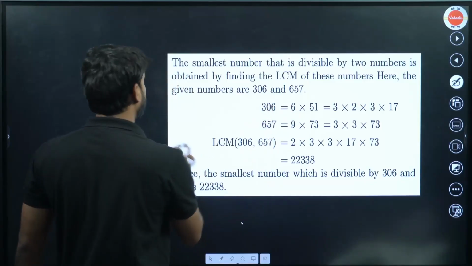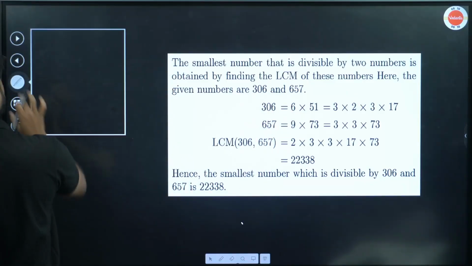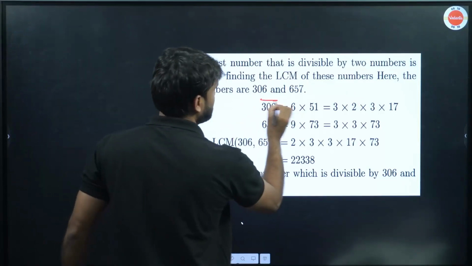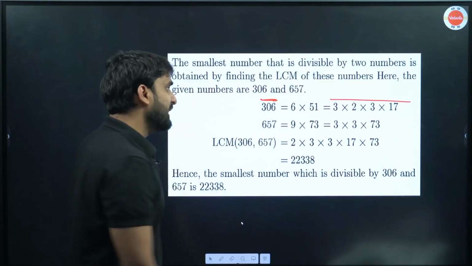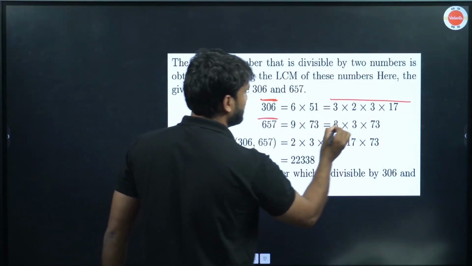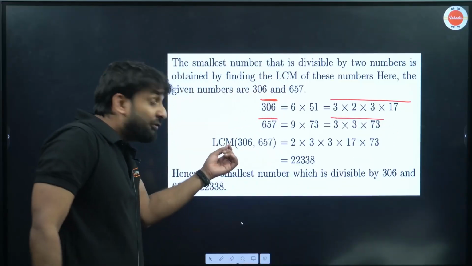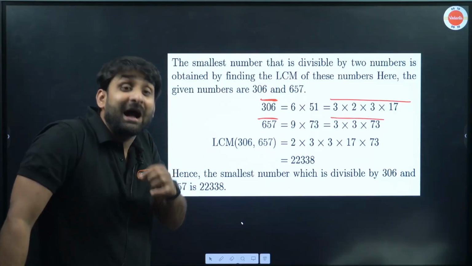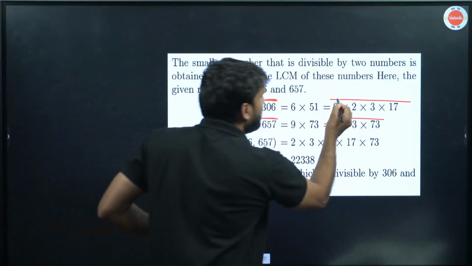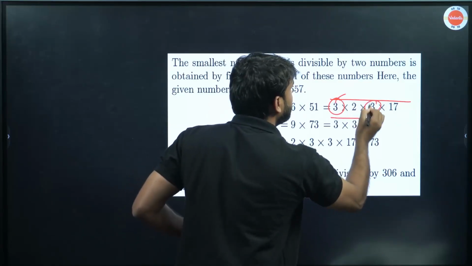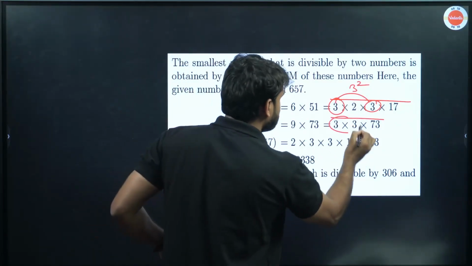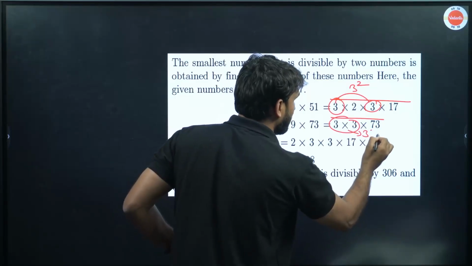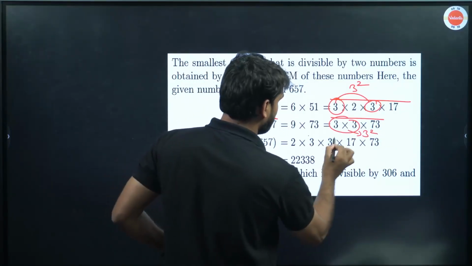By doing the prime factorization of 306, we get 3 into 2 into 3 into 17, and the prime factorization of 657 is equal to 3 into 3 into 73. Now for LCM we take the highest power. So here is 3, it means 3 square. We are considering 3 first, and in this prime factorization 3 square. So 3 square will come. So 3 into 3 we are writing here.